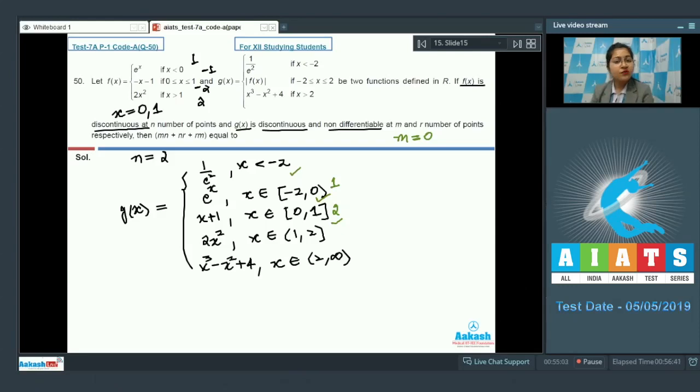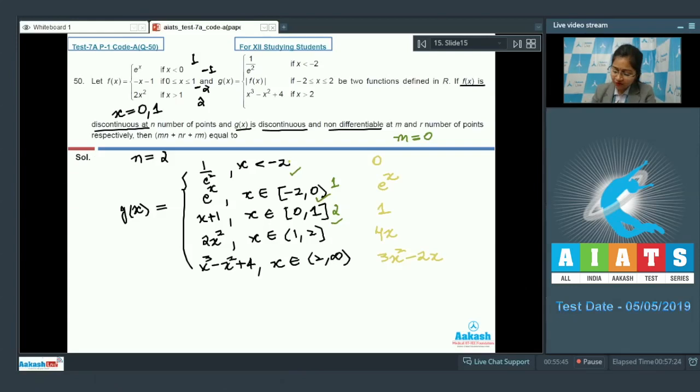Now we have to check the points of non-differentiability. Now for x less than minus 2, the slope will be 0. For x going from minus 2 to 0, the slope is e raised to the power x. For x going from 0 to 1, the slope is 1. For x going from 1 to 2, the slope is 4x. And for x going from 2 to infinity, the slope is 3x square minus 2x. Now let's check the points of non-differentiability. At minus 2 minus, the slope is 0. At minus 2 plus, the slope is e raised to the power minus 2.